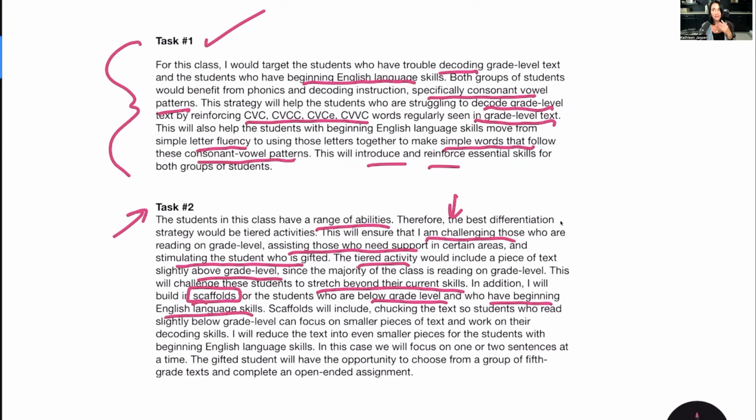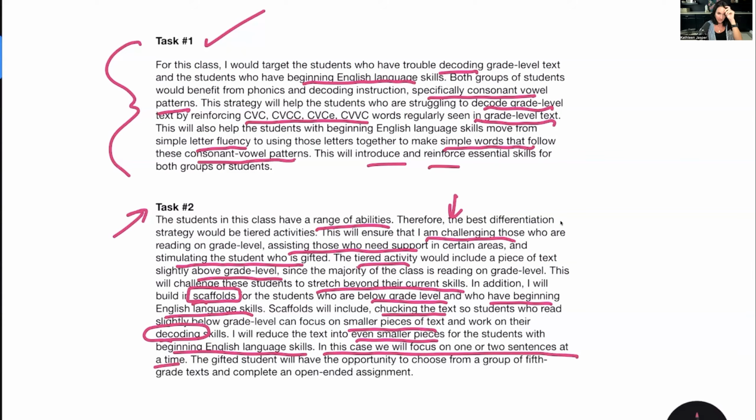Scaffolds will include, now I'm specific. You can't just say, oh, I'm going to help them. What is it? How are you going to help them, right? So scaffolds will include chunking the text, so students who read slightly below grade level can focus on smaller pieces of text and work on their decoding skills. There you go. I brought it back to what was said in the scenario. And I will reduce the text into even smaller pieces for the students with beginning English language skills. They will focus on 1 or 2 sentences at a time. So a simple tiered activity with a few little scaffolds in it works.